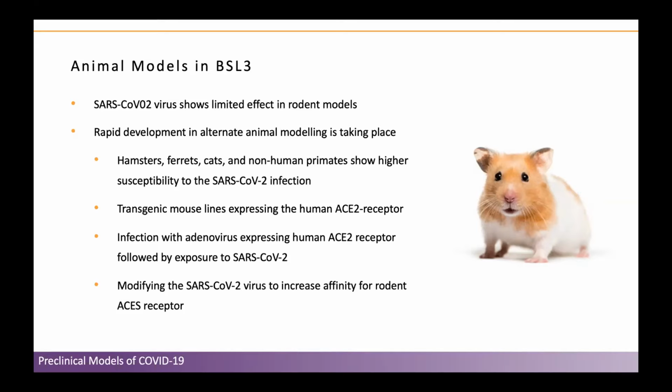There are quite a few different mouse and rat models being developed. There are various transgenic mouse lines that express the human ACE2 receptor, and we're going to talk a lot about that ACE2 receptor as we move on. For now, this just shows it's one model of this COVID-19 virus in rodents. There are also ways to infect rodents using an AAV9 viral vector and cause them to express human ACE2 receptors, and then you may expose them to the SARS-CoV-2 virus.